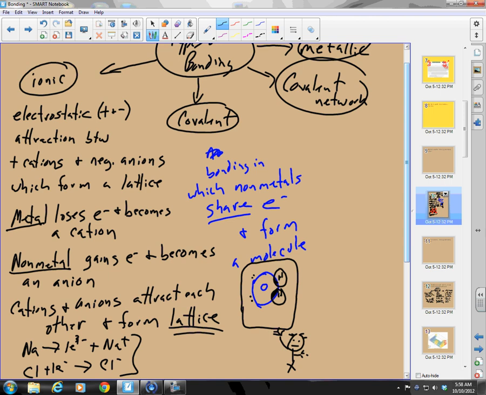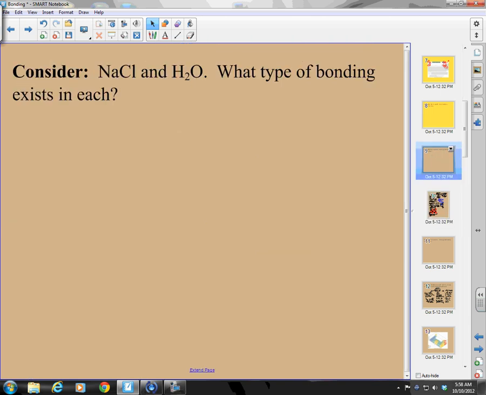Whereas with water, I could pick up one piece of water and there'd be two hydrogens and one oxygen there. Okay, so that is my covalent. Now, let's go back and see if we can answer our question. Consider NaCl and H2O. What kind of bonds do we have?